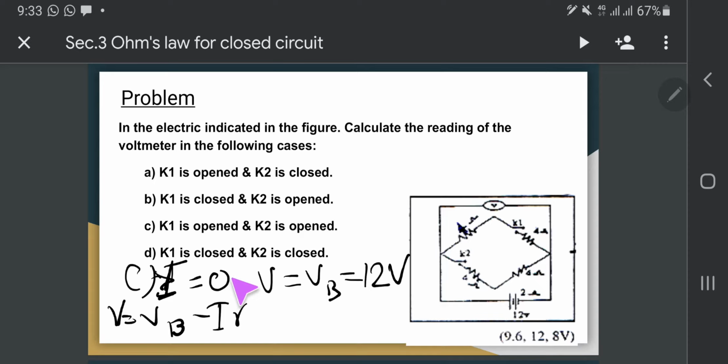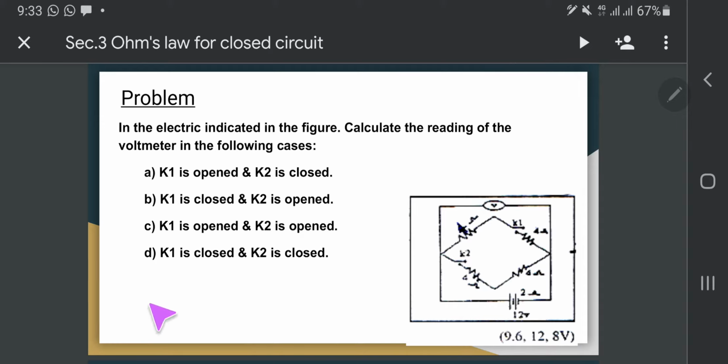In case D, K1 closed and K2 closed, so the current comes from the battery and distributes to branch 1 and branch 2. 4 and 4 in series equal 8, 4 and 4 in series equal 8, and 8 with 8 in parallel connection: R divided by N, so 8 divided by 2 equals 4. So R equivalent, number D, equals 4 ohm.